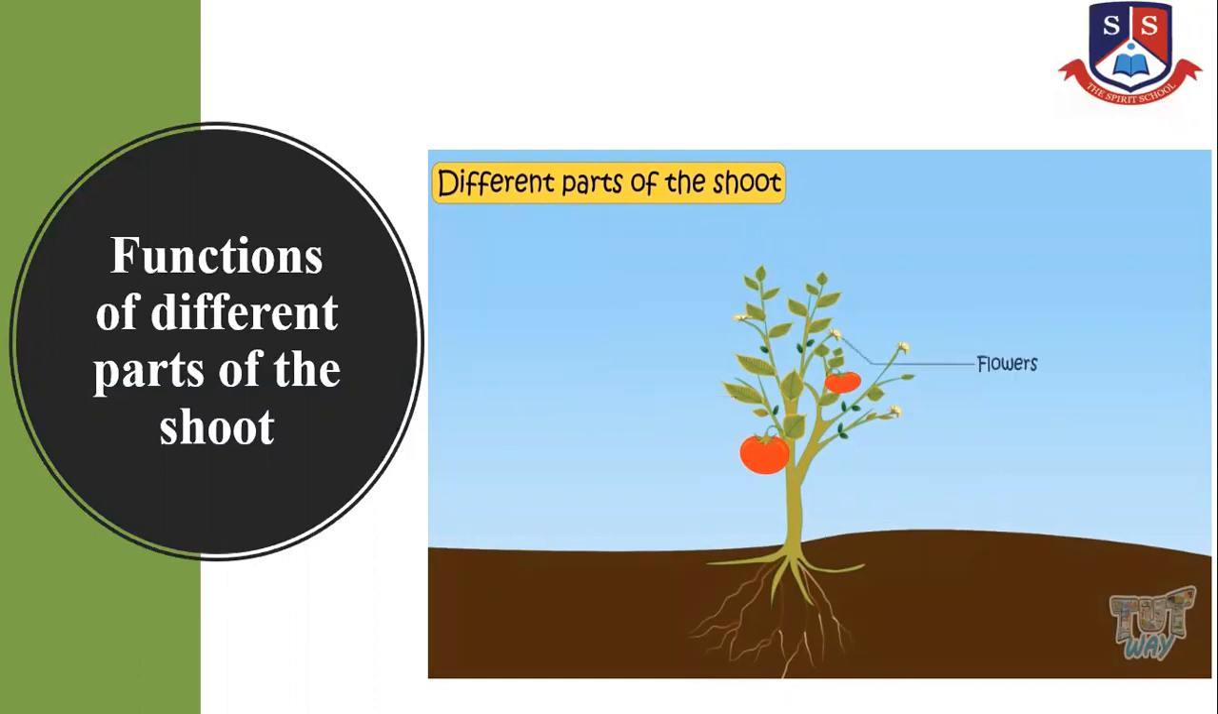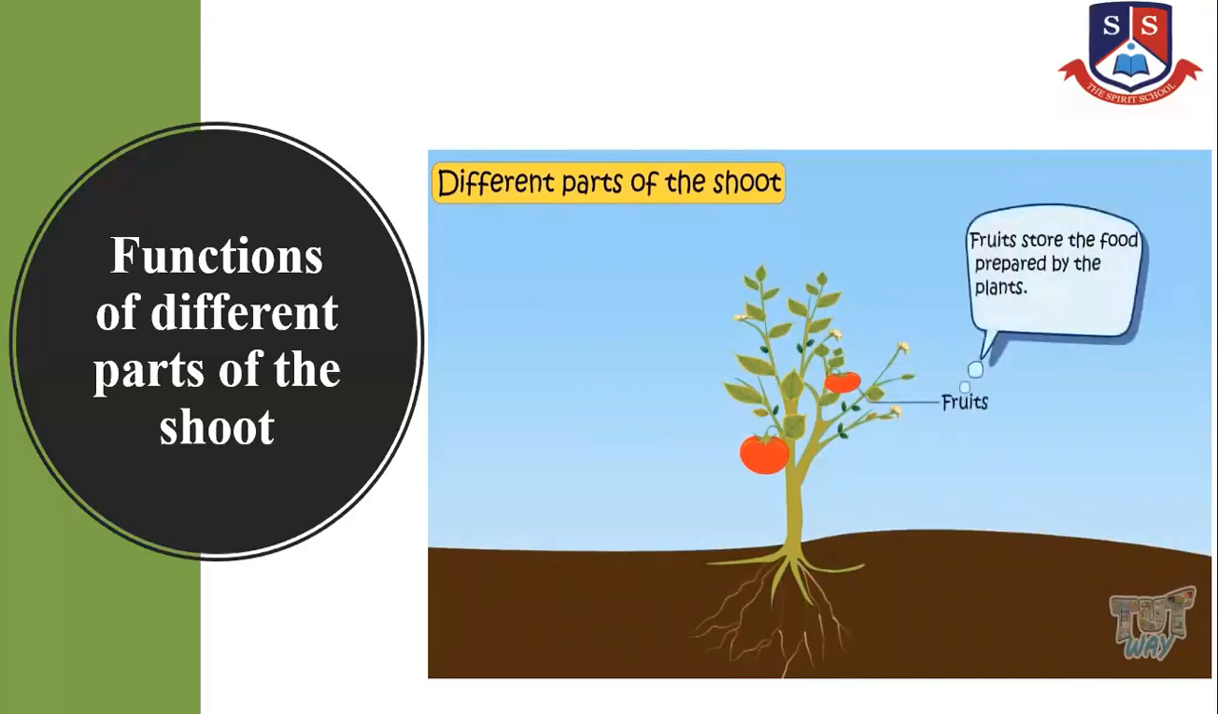Flowers. They are the most beautiful part of the whole plant and are the reproductive part of the plant too. And we will learn more about flowers, its structure, and different parts in our next assignment. Fruits. Fruits store the food prepared by the plants and also enclose seeds within them.